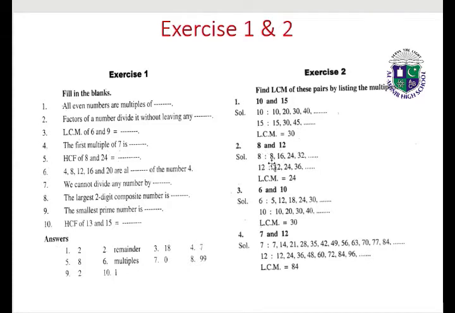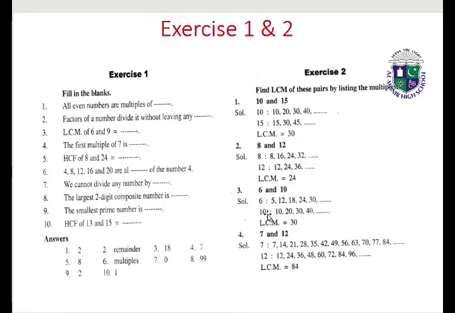8 and 12. The table of 8: 8 1s are 8, 8 2s are 16, 8 3s are 24, 8 4s are 32, 8 5s are 40 and so on. 12 1s are 12, 12 2s are 24, 12 3s are 36 and so on. LCM is 24. Least common multiple is 24.